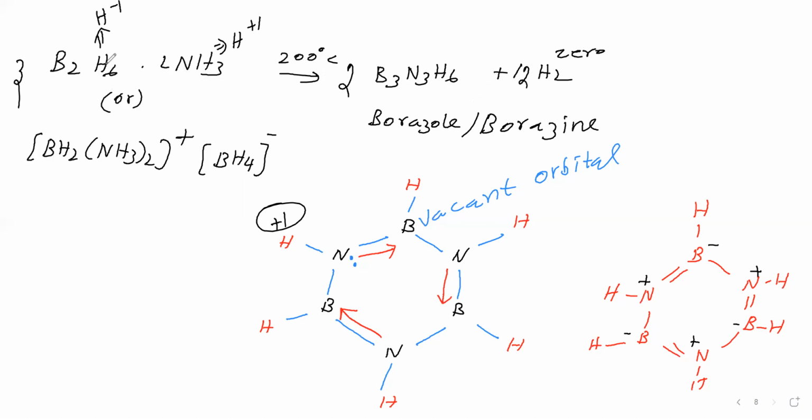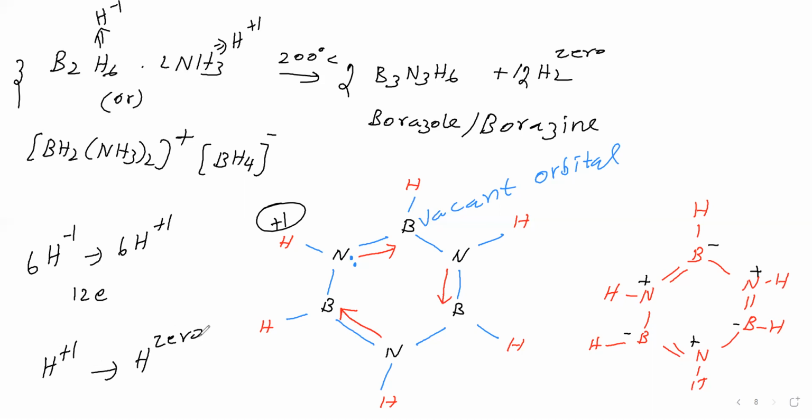Now we will check the hydrogen. One borazole contains 3 hydrogens, that means 3 N-H bonds. 2 borazole means 6. That means 6 H minus 1 is converting into 6 times H plus 1, that means losing 12 electrons. Here this H plus 1 is converting into H0.